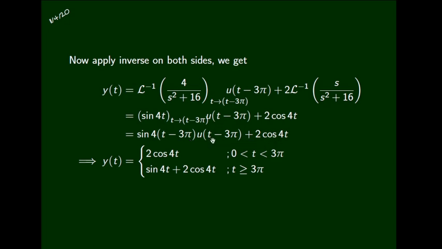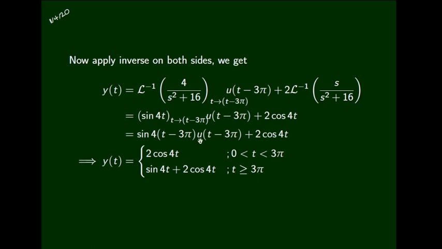But the unit step function takes only two values, 0 and 1. We make use of that. When t minus 3 pi is negative, that is, 0 less than t less than 3 pi, u of t minus 3 pi is 0. So in that case the first term cancels, and we get 2 cos 4t. When t is greater than or equal to 3 pi, t minus 3 pi is positive.